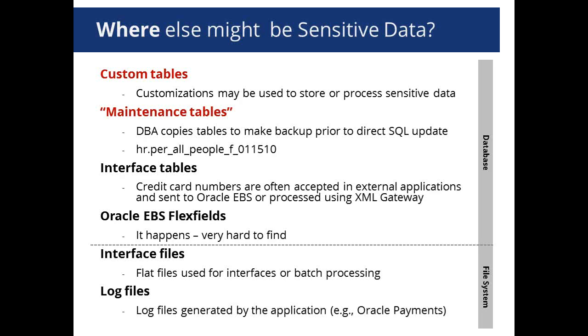Another classic one is the maintenance tables. Any DBA worth their salt, the first thing they'll do when one of the functional people comes up and says, well, we need to do a direct table update to the all people F table, is, before they do that direct SQL update, do a create table as select and make a backup of that table. Then after they've done the backup of the table, they go back to the functional person and say, okay, go test that, and then we'll make sure it works and everything.